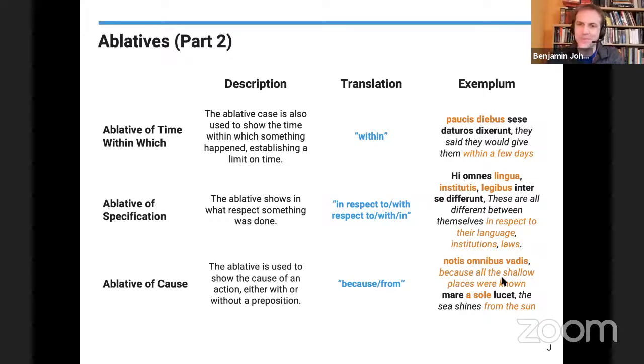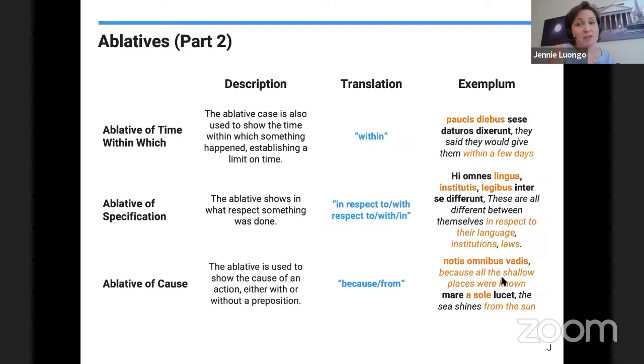Ablative of specification does not use any sort of preposition. It usually gets translated in, and it shows the respect in what respect something was done. So "they differ linguis, institutis, legibus," we saw back in De Bello Gallico Book 1. They differ in respect to languages, customs, and laws.